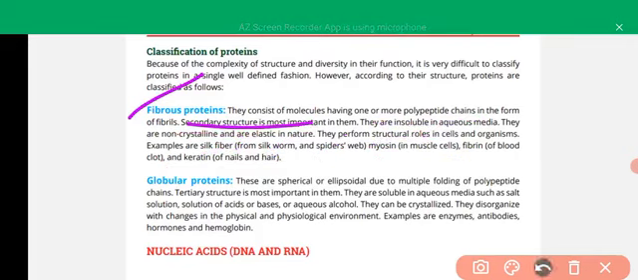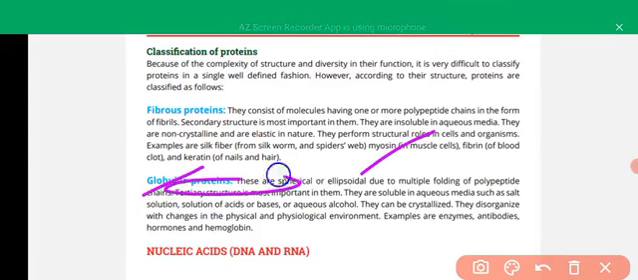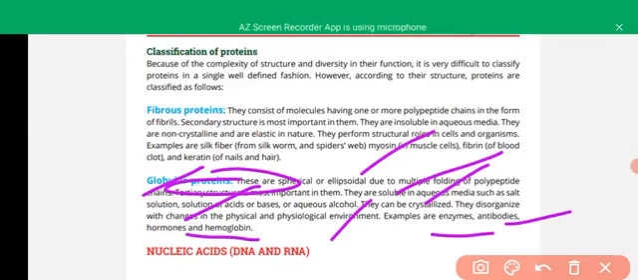Then globular proteins: these are ellipsoidal due to the multiple folding of the polypeptide chains. Tertiary structure is more important. They are soluble in aqueous media, salt solutions, acids, bases and alcohols. They can be crystallized, and are disorganized with changes in physical and physiological conditions. Examples are enzymes, antibodies, hormones, etc.